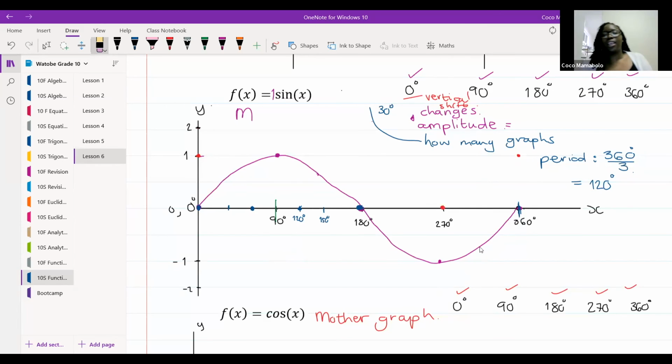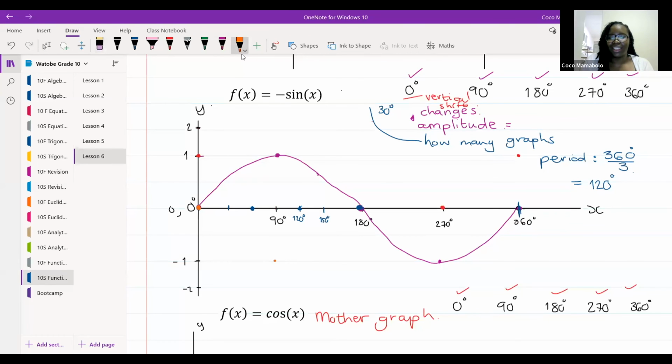Okay, there we go. Here's what I'm going to do next, guys. I'm going to add a negative here. Let's start at 0. Punch it into your calculator. Negative sine of 0. Negative sine of 0 is 0. Negative sine of 90 is -1.